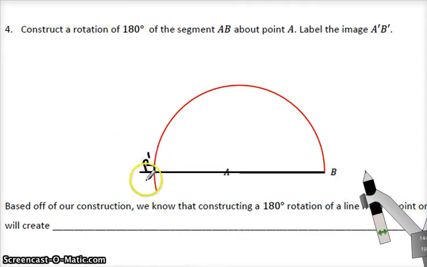Because B prime always reflects the image, and you'll see A doesn't change, so if you wanted to call it A prime, you could. We don't have to call anything new, but if we think about our construction here, anytime you construct a 180 degree rotation around a line with a point on the line, it's just going to create that same line. It's just going to extend further out.